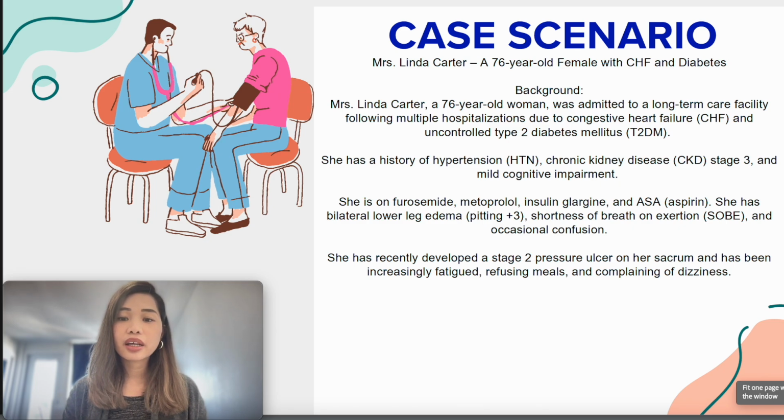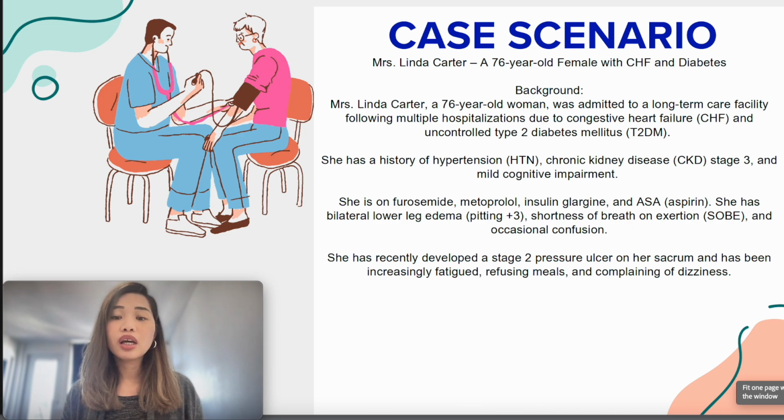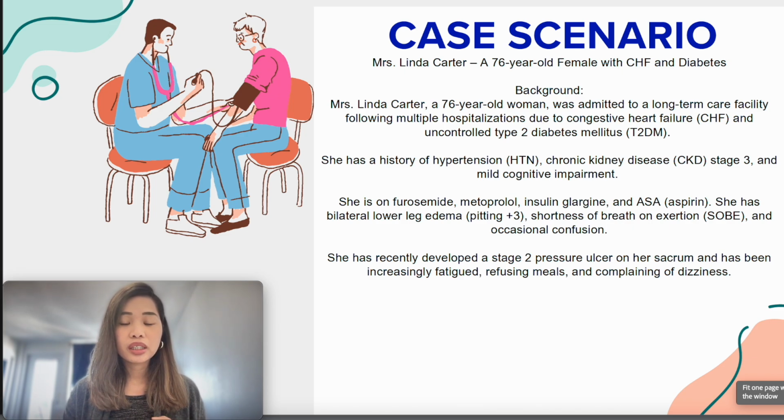So in this case scenario, the patient is having shortness of breath on exertion. The patient has lower leg edema. The patient also has occasional confusion, has stage 2 pressure ulcer, increasingly fatigued, refusing meals, and complaining of dizziness. So this is when critical thinking will come in.